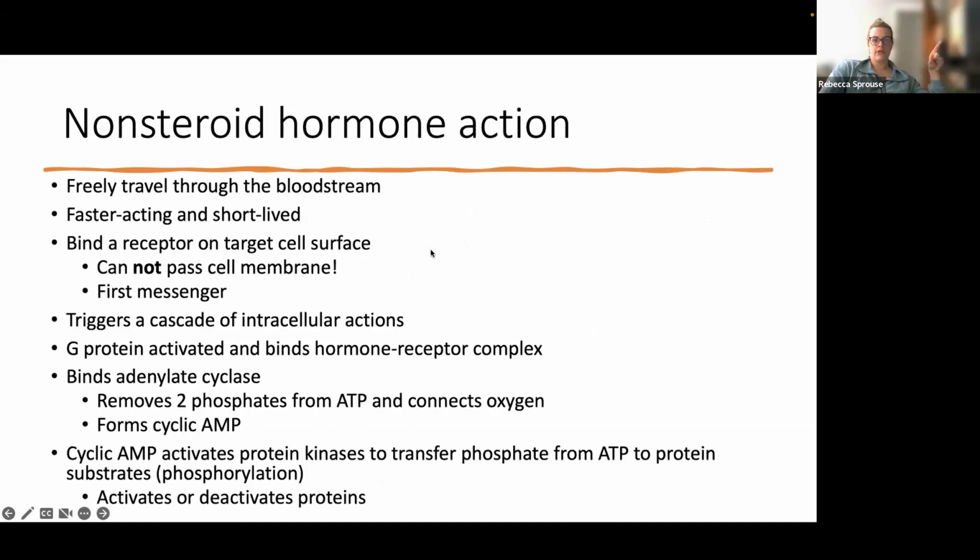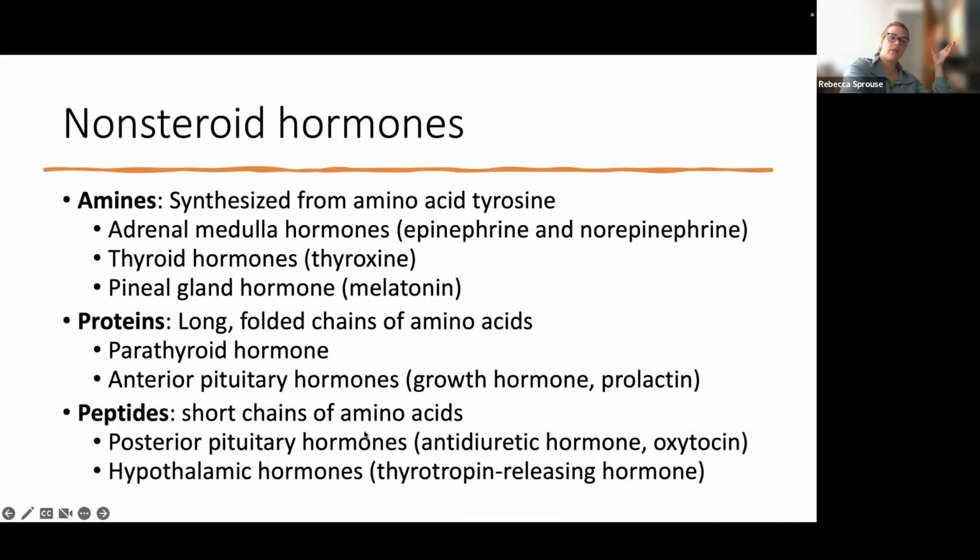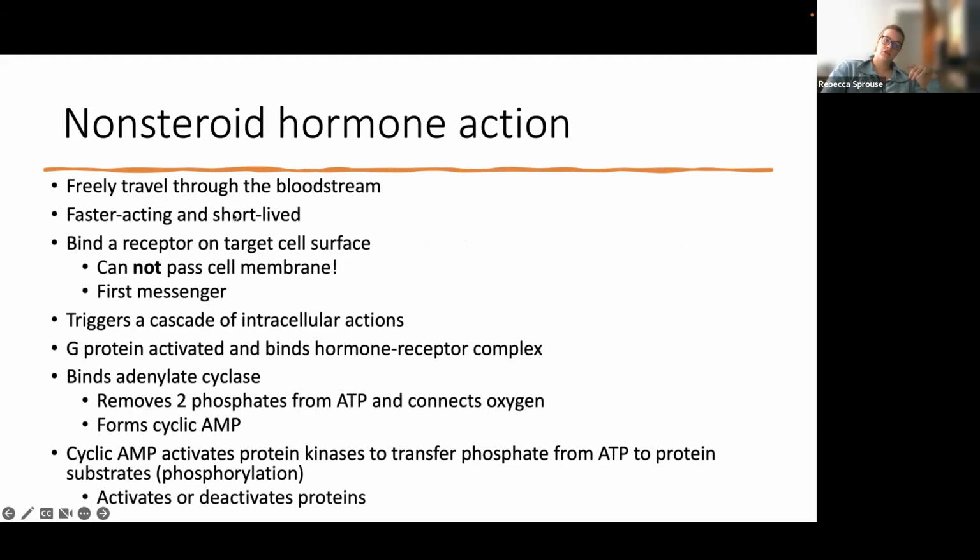Now, different from steroid hormones, non-steroid hormones can freely travel through the bloodstream. They don't need a carrier protein to carry them through the bloodstream. They're faster acting, therefore, and short-lived. So if you think about that for a second, think about epinephrine. If you're familiar with epinephrine, it raises your heart rate, raises your blood pressure, all those types of things, but it's very short-lived. So faster acting and shorter lived, right? You can give epi for an allergic reaction and save a lot of people's lives, right?